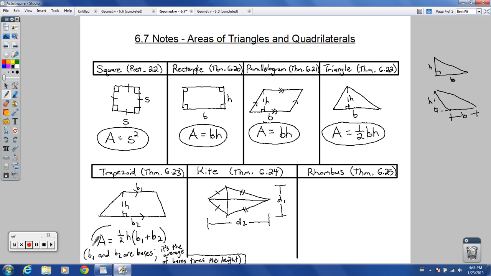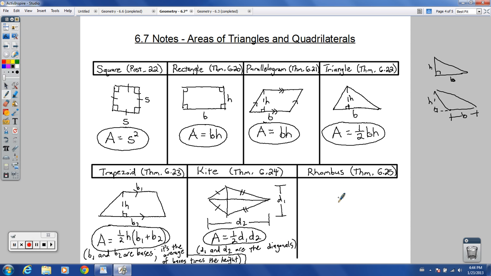Why this, let's circle that over here. I forgot to do that earlier. That's the big part to remember here. But why it actually is 1/2 D1 times D2. That's the formula right there. And so D1 and D2 are the diagonals, the lengths of the diagonals.